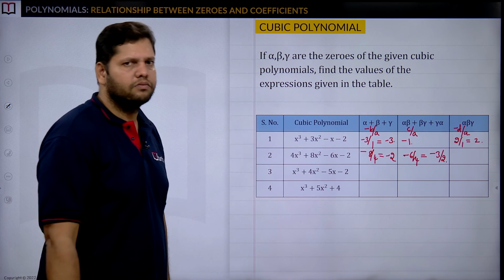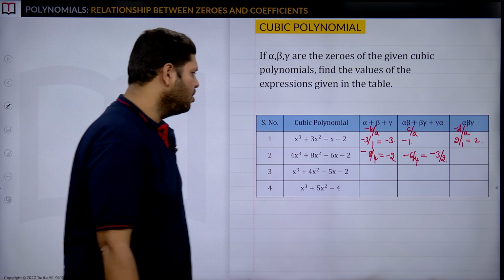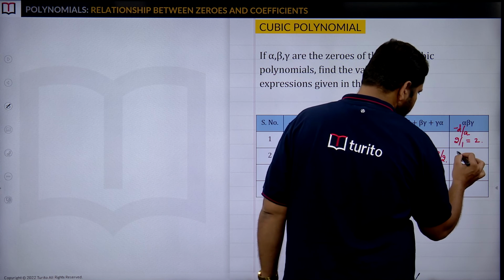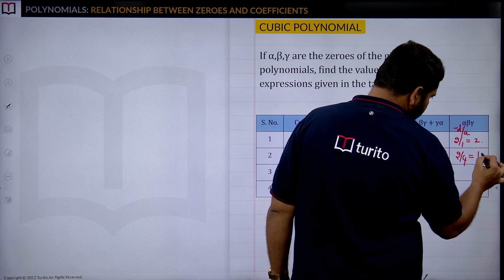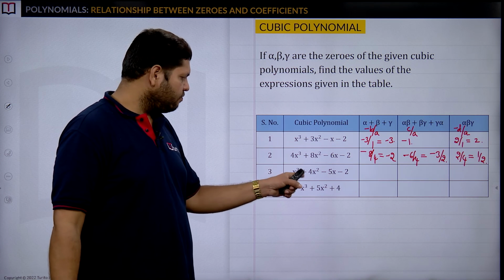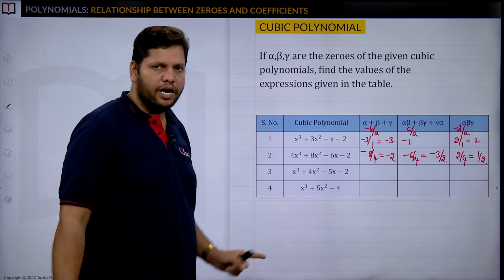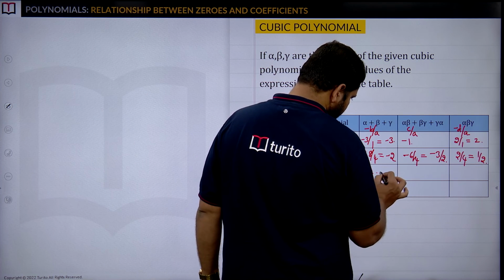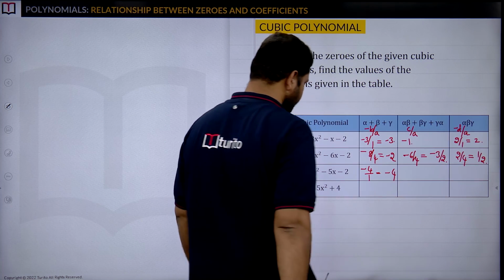Alpha beta gamma is minus d by a. So, d value is minus 2 and minus d is nothing but plus 2. So, plus 2 by 4. So, plus 2 by 4 value, it is 1 by 2. Again, x^3 plus 4x^2 minus 5x minus 2 and minus b by a. So, we can say it is minus 4 by 1. So, minus 4 by 1 value is minus 4.